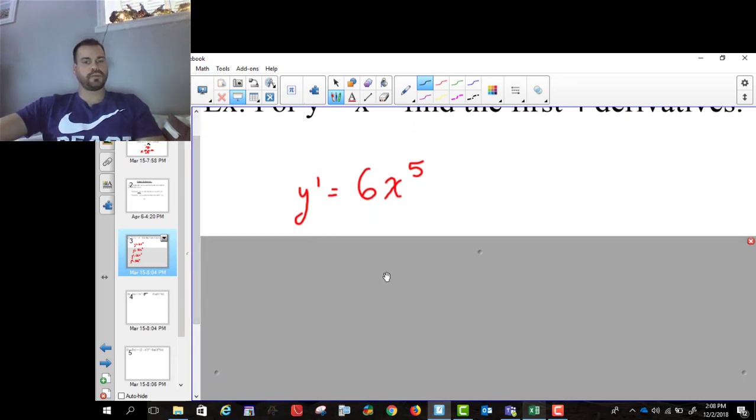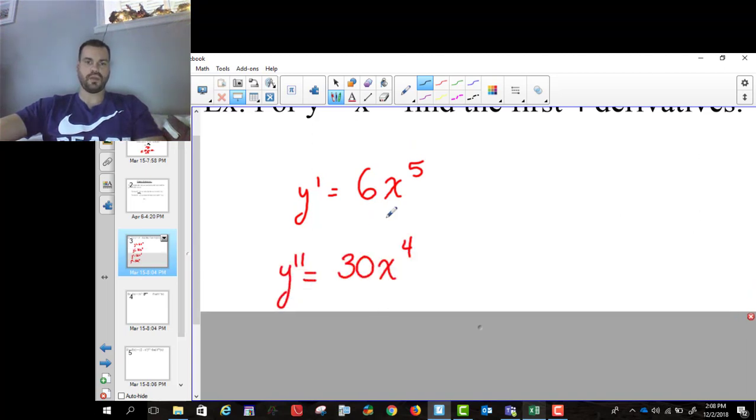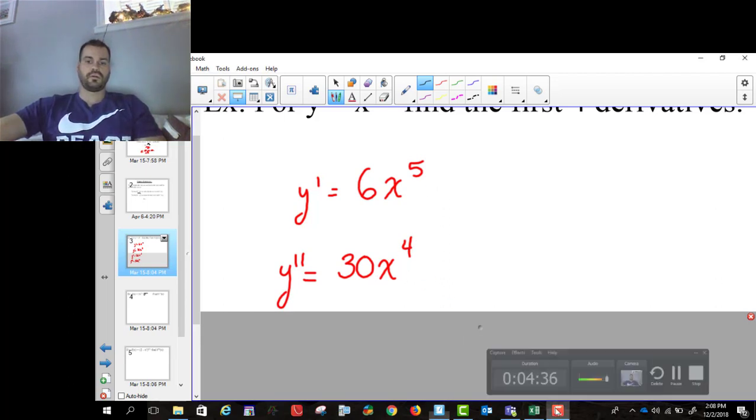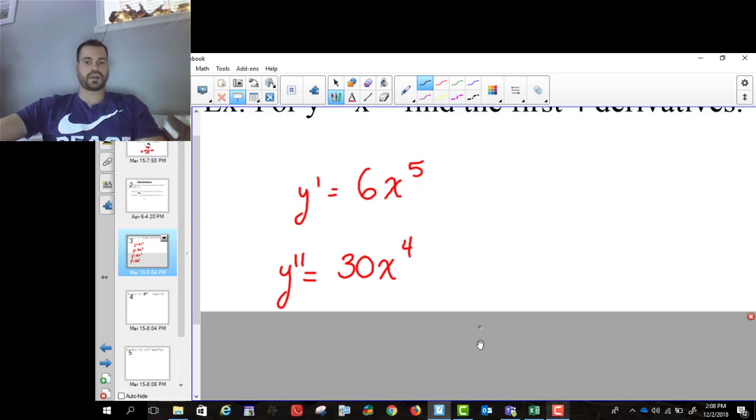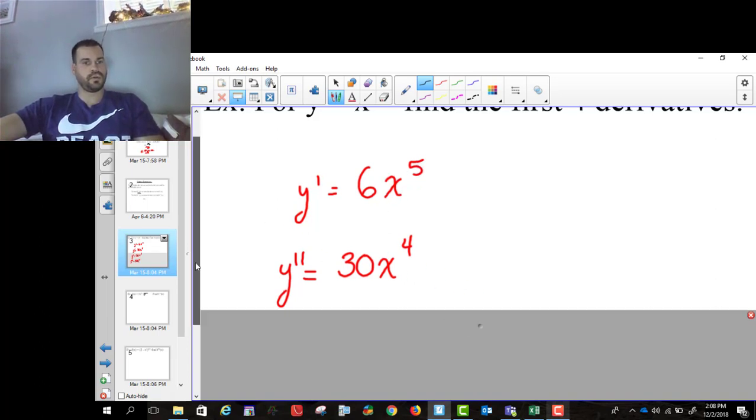Now take a minute. If we think about the second derivative, it's the derivative of this now. So it's a power rule again. We're going to bring the 5 down. 6 times 5 is 30. And then 5 minus 1 is 4. So we get 30x to the 4.